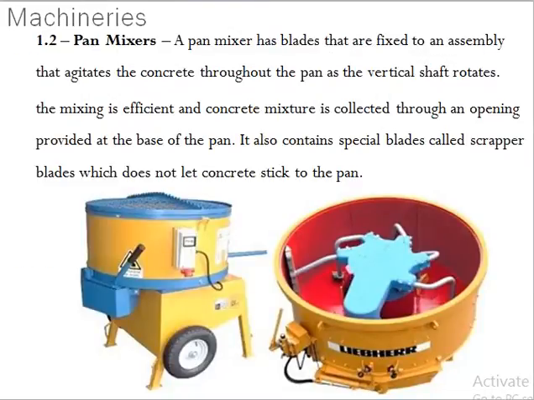This is the pan mixer. It is fixed to an assembly which agitates the concrete throughout the pan. So this is the assembly. Here the drum is fixed, and this internal assembly rotates around the drum to create the mixing and agitating action. The mixing is efficient in this case, and the concrete mixture is collected through an opening which is provided at the bottom of the pan. It also has special blades called scraper blades which do not let any concrete stick to the pan. This type of pan mixer is generally used in laboratories and in ready mix concrete plants.